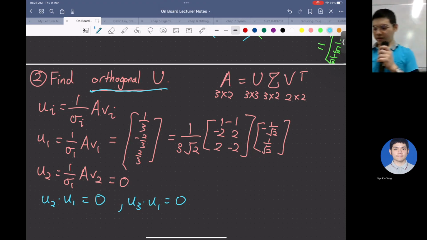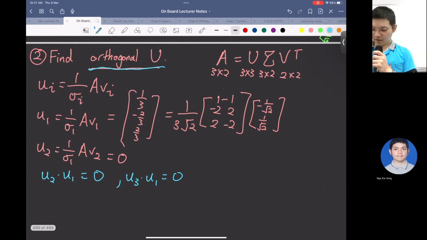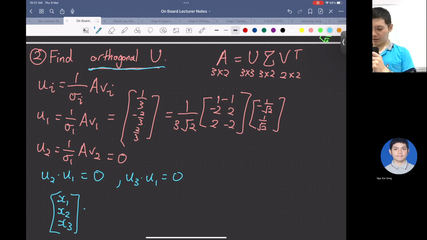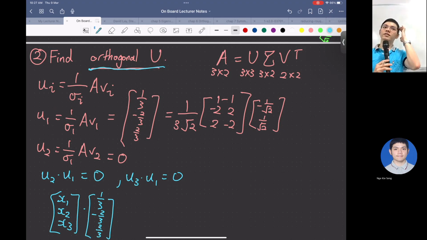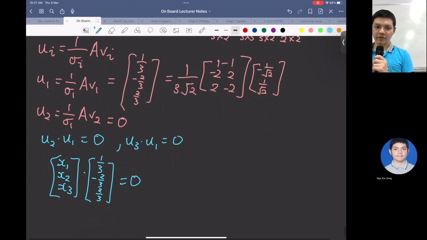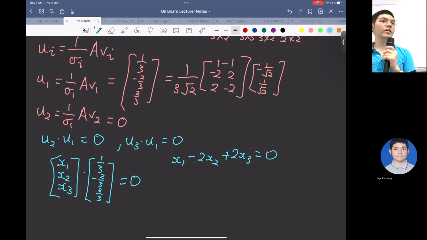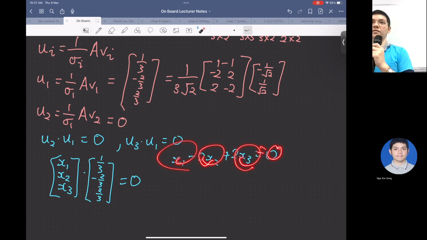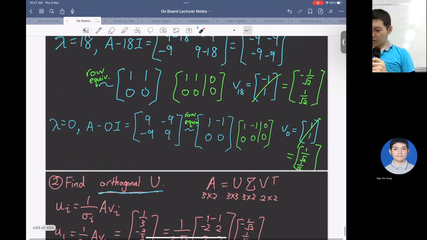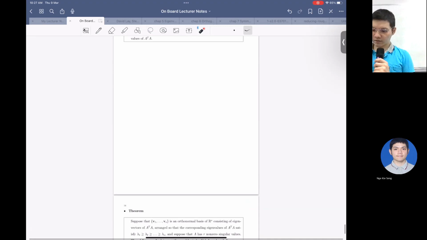Maybe we set x1, x2, x3 because we don't know how to find, right? We set this condition here. So we set these two conditions here. And then what do we find? We find x1 minus 2x2 minus 2x3 equals 0. So you need to find x1, x2, x3 satisfying this. Make sense? Okay.